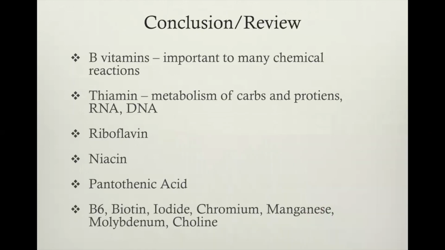Conclusions. So we talked about many B vitamins today. We also talked about iodine, chromium, manganese, molybdenum, and choline, all important for metabolism. So I hope you enjoyed this chapter, and I will see you next time.